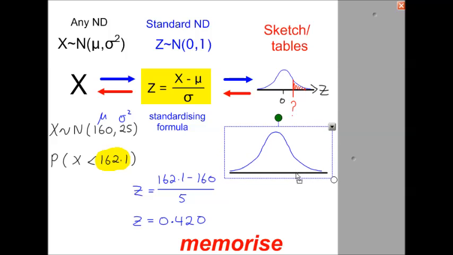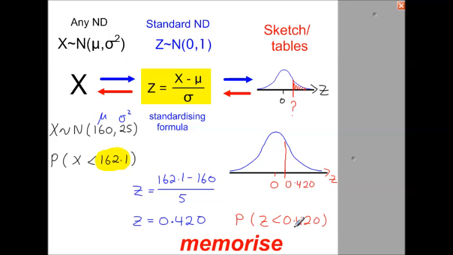Okay, so here's my standard normal distribution. The mean is 0. Z values along here. 0.42 is about there somewhere. We're looking at less than, so we're shading to the left. I'm trying to work out the probability that z is less than 0.420, shading to the left, like this.